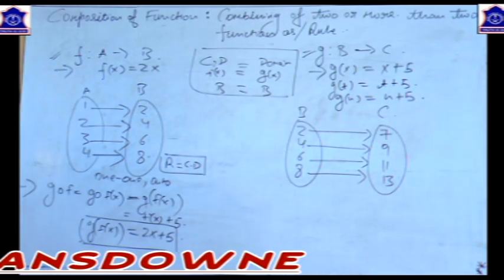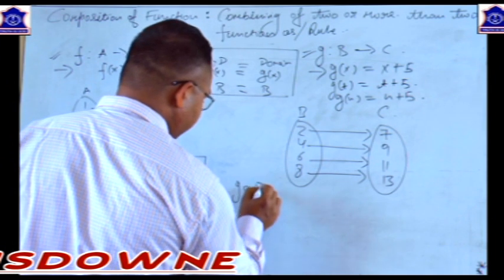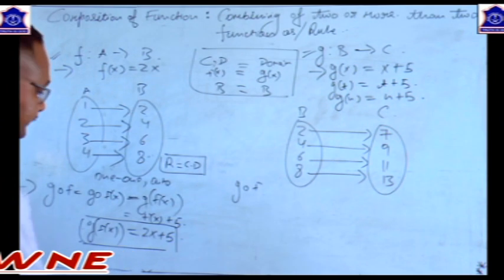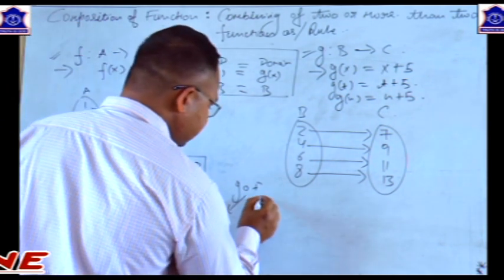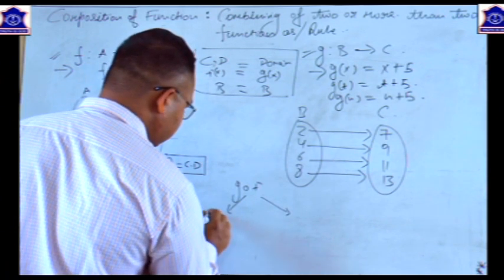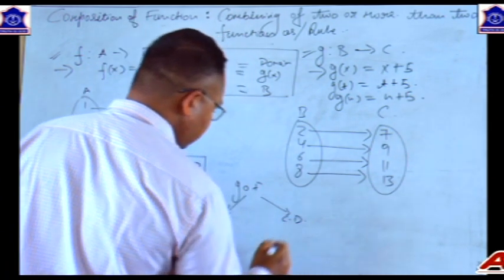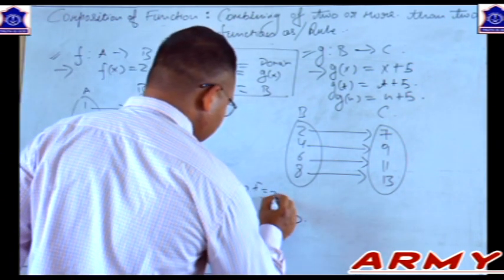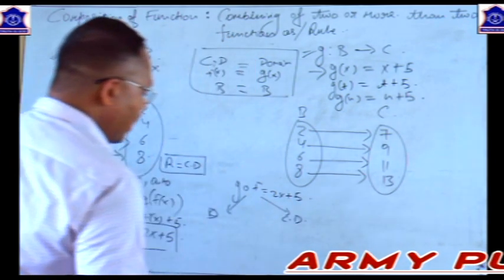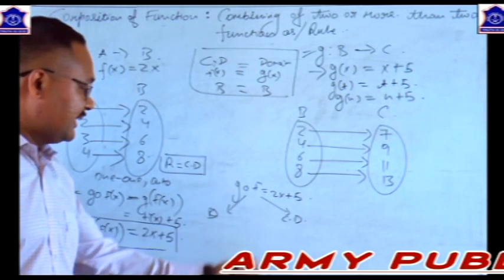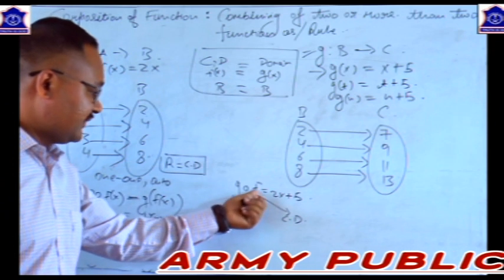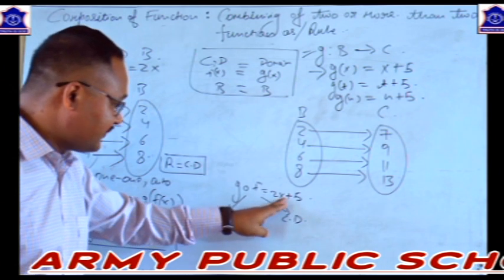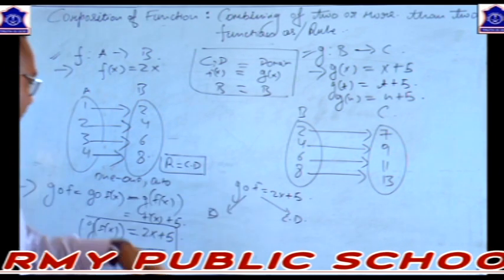combined function, that is GOF. Okay, if a composed function has been obtained, it will have a domain and a codomain. And the composed function which we have obtained has a definition as 2x plus 5. And we have to give values to the x of this combined function from the domain of the f function.